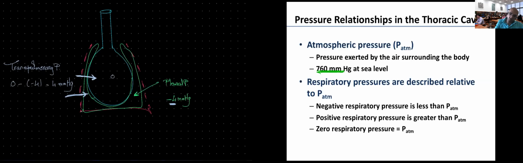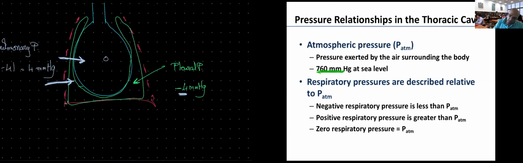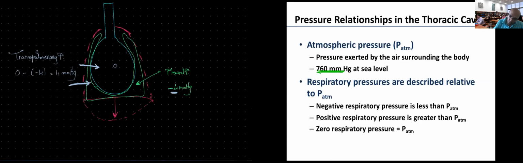All right, so what happens during inspiration? Inspiration is an active process during which you contract the respiratory muscles, most importantly the diaphragm. When I contract the diaphragm, it moves down. And as you see, what happens to the thoracic cavity volume as I pull the diaphragm down? The volume of the thoracic cavity increases. So I have an increase in volume when I contract the diaphragm.